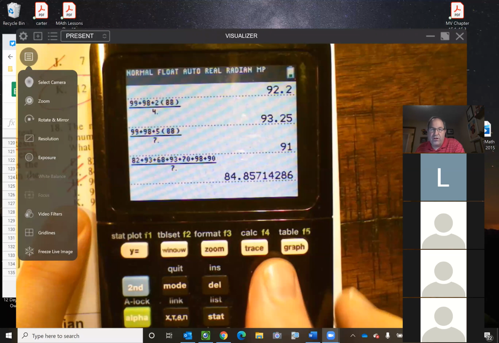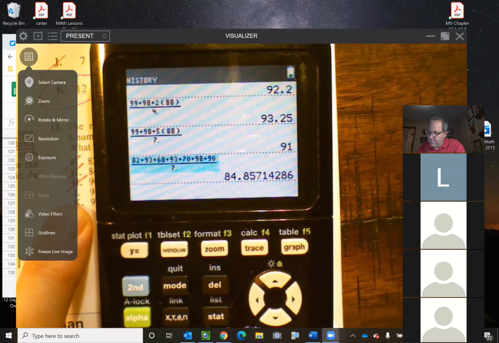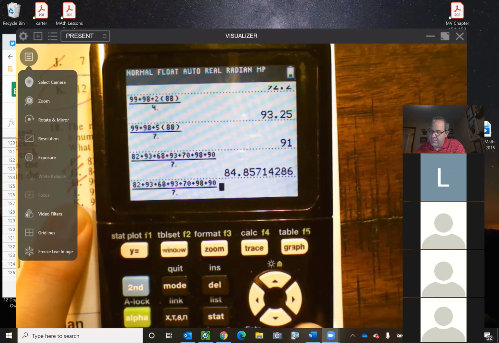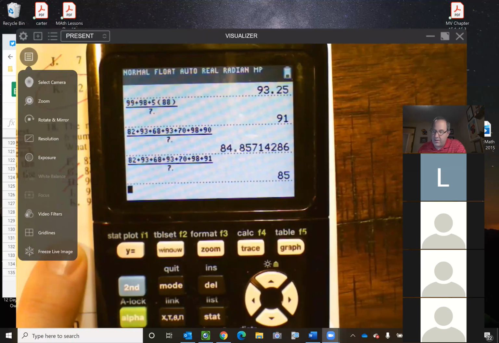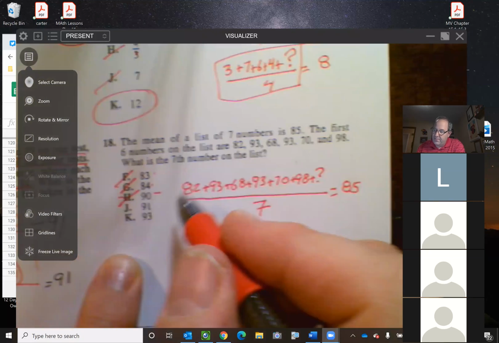And again, here's where the beauty of it is. Press the up arrow, press enter to copy down. We're going to change that 90 to a 91. Hey, there's our answer, 85. Great.